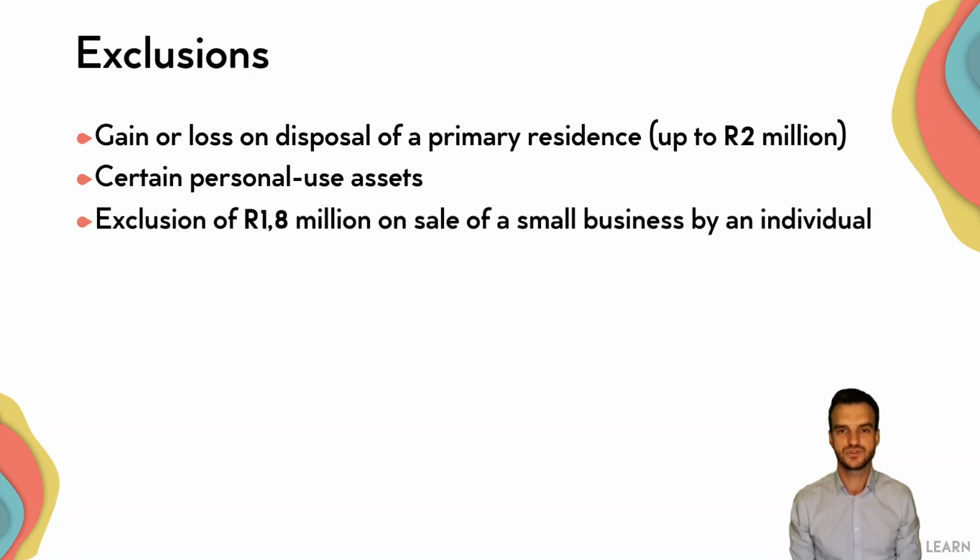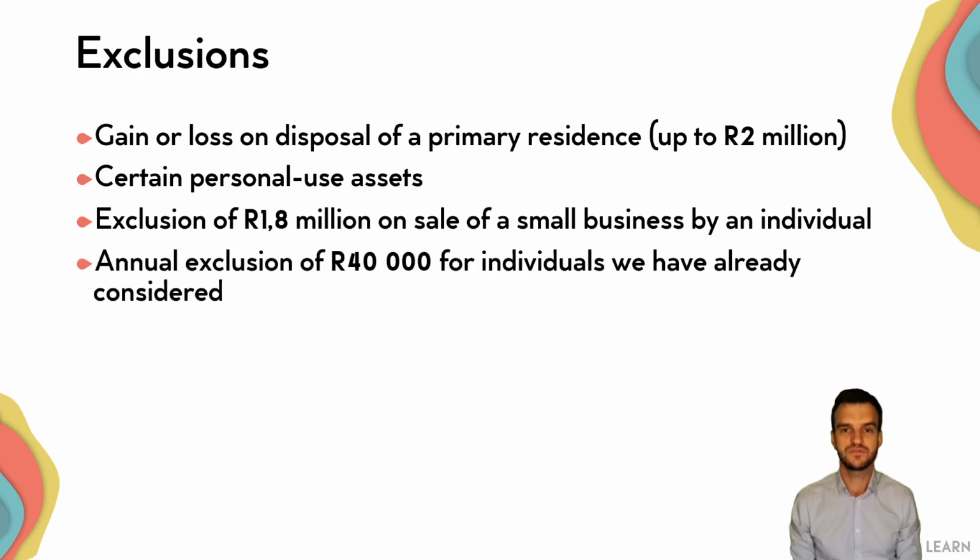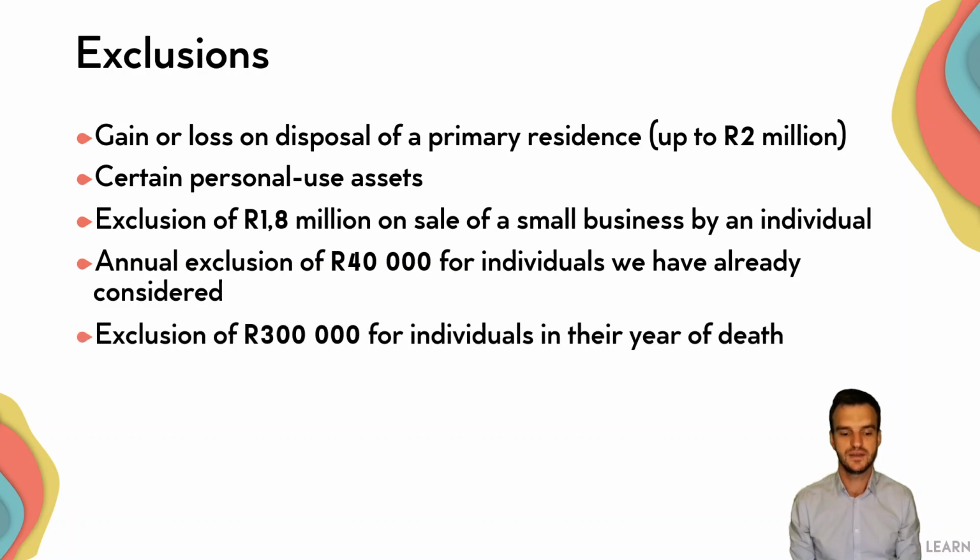And then another exclusion applicable to individuals is when you sell a small business, the first 1.8 million Rand in taxable capital gains are not taxable. So you are able to sell a small business to the value of 10 million Rand for a capital gain of 10 million Rand without having to pay capital gains tax. And then we've already looked at the annual exclusion. All individuals have a 40,000 Rand annual exclusion per year. And then in the year that you die, a disposal will occur in respect of all your assets, and for that reason you get a higher exclusion of 300,000 Rand in your year of death.